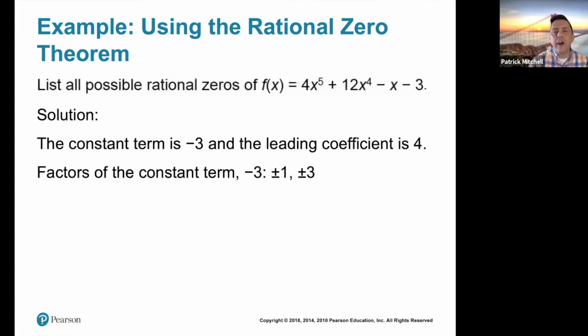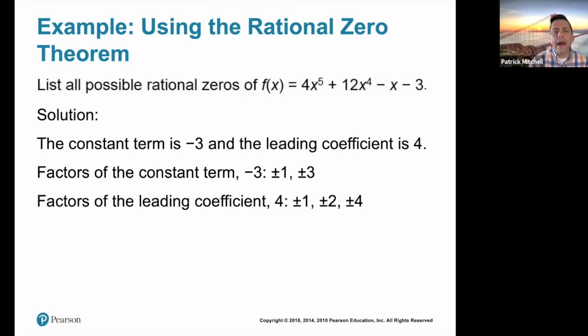The factors of -3, and you can think of it as 3 if you want for this, would be plus or minus 1 and plus or minus 3, right? 3 is a prime number. Its factors are 1 and 3. So you just have to throw in the negatives. We're looking for all integer factors, so that includes negatives. And the factors of the leading coefficient 4 are plus or minus 1, plus or minus 2, and plus or minus 4.